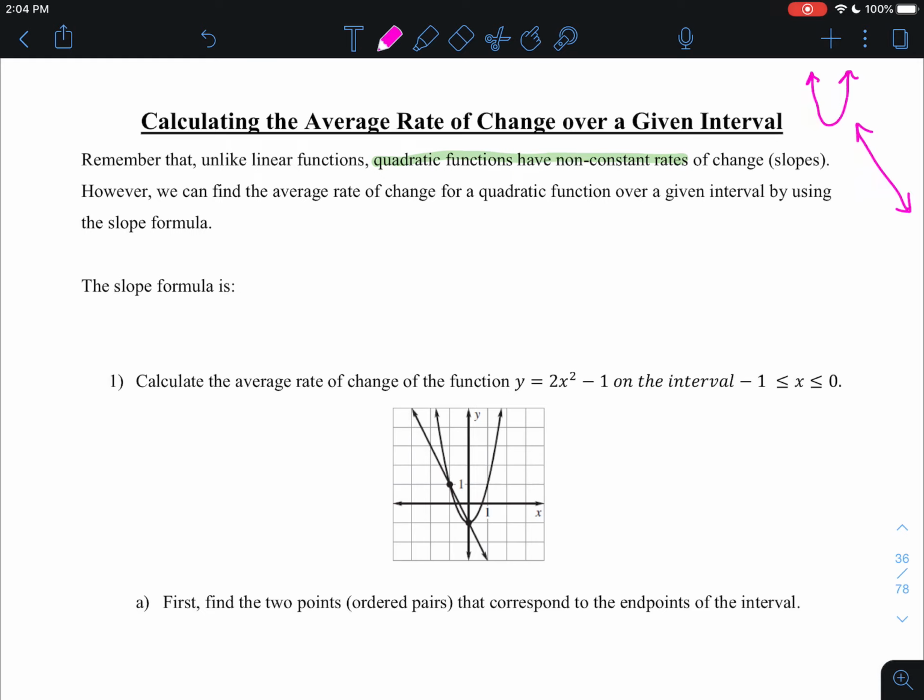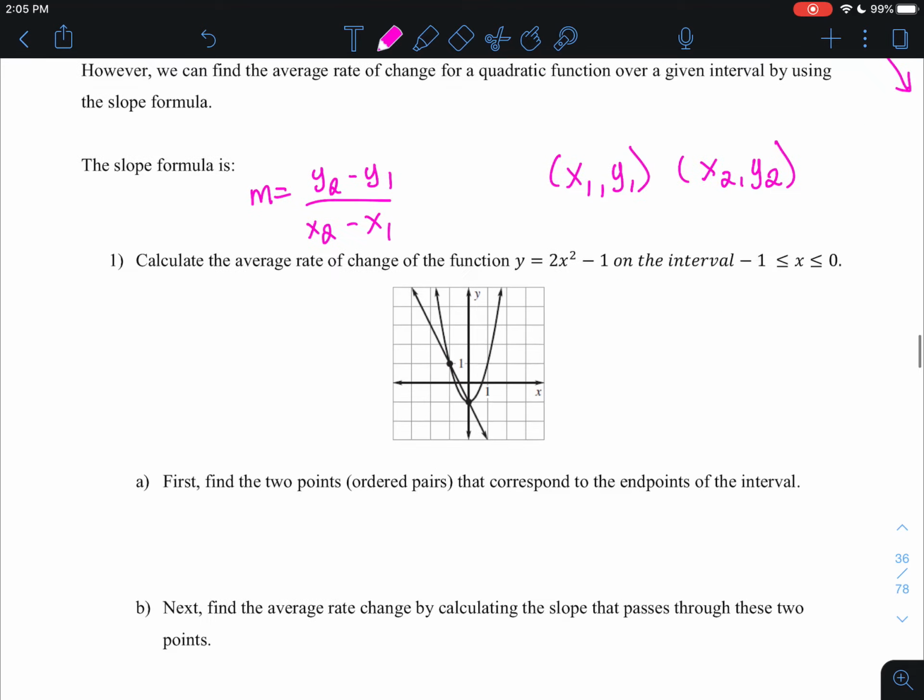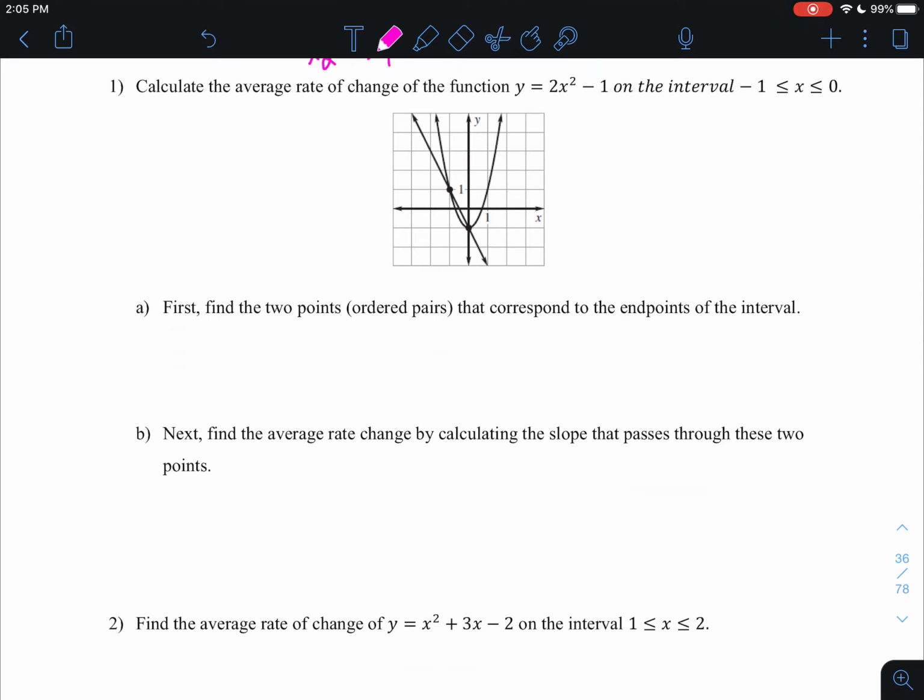So recall what the slope formula is. We generally call it m. The slope formula is taking the change in outputs divided by the change in inputs. So it's y2 minus y1 over x2 minus x1. And this is where the points x1, y1 and x2, y2 are on our line. So we can actually use this formula to figure out the average rate of change on a quadratic function within a given interval. Number one will walk us through this process.